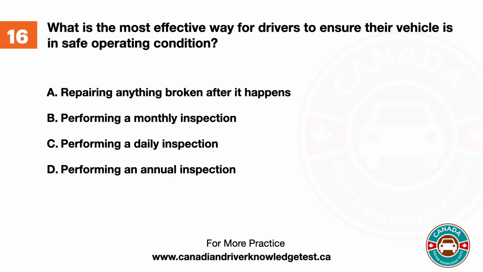Question 16. What is the most effective way for drivers to ensure their vehicle is in safe operating condition? A. Repairing anything broken after it happens. B. Performing a monthly inspection. C. Performing a daily inspection. D. Performing an annual inspection. The answer is C. Performing a daily inspection.